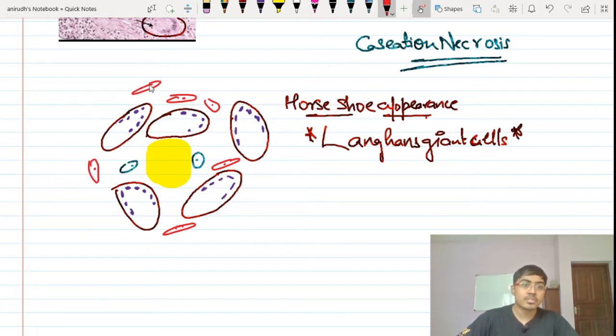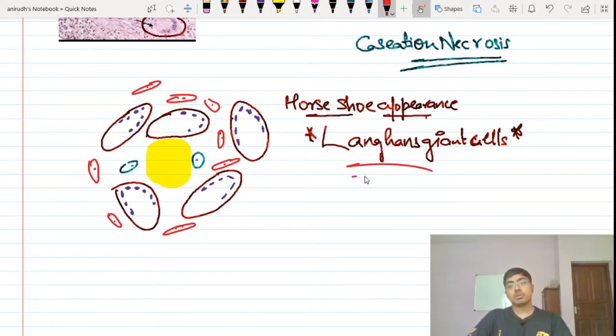I am not going into so much depth of the features of epithelioid cells here. These have a size similar to a normal macrophage, but giant cells are very big compared to a normal macrophage. Just because of the fusion of many macrophages, this kind of giant cell develops. So this is how the whole idea of a granuloma is there in tuberculosis, isn't it?